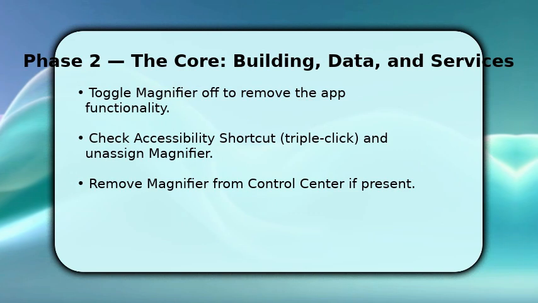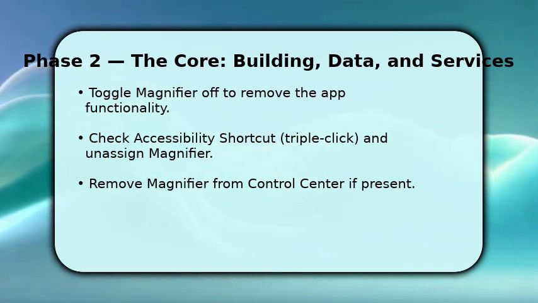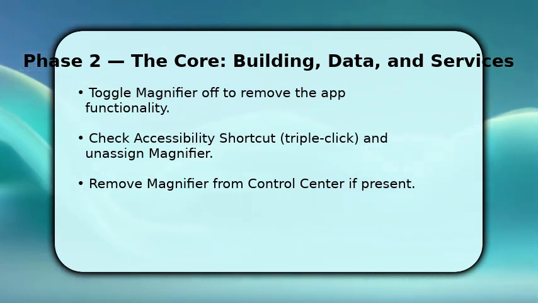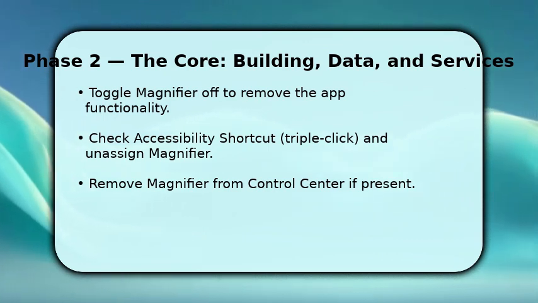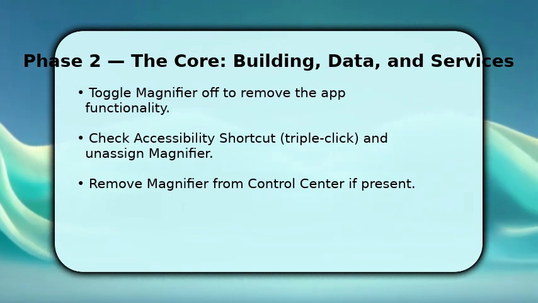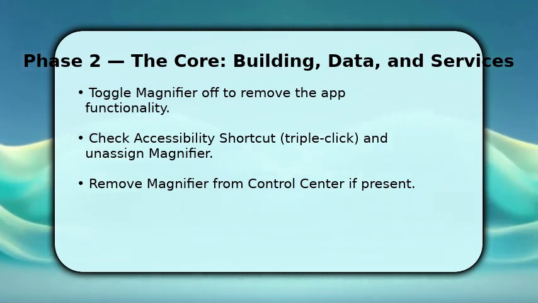Make sure to backtrack to the Accessibility main screen and open Accessibility Shortcut. If Magnifier is assigned to the triple click, tap it to uncheck, because shortcuts can re-enable it. Next, go to Settings, Control Center, and remove Magnifier from included controls, so accidental swipes won't open it. These steps together ensure Magnifier won't reappear from common quick access.